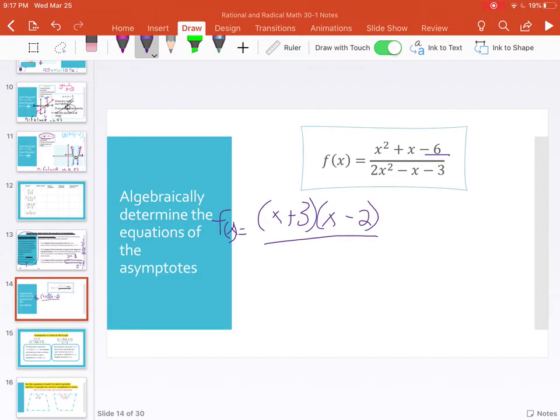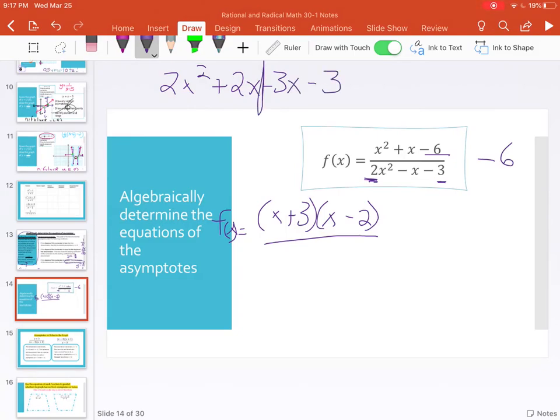What are two numbers that multiply to give me, this time I'm going to have to use decomposition. So I'm going to need to multiply 2 times 3, which gives me -6. So two numbers that multiply to give me -6 and add to give me -1 are positive 2x and negative 3x.